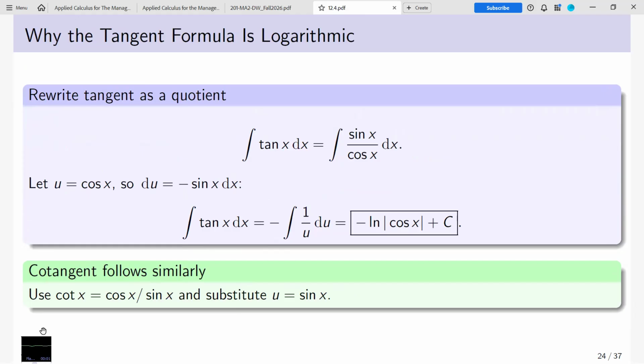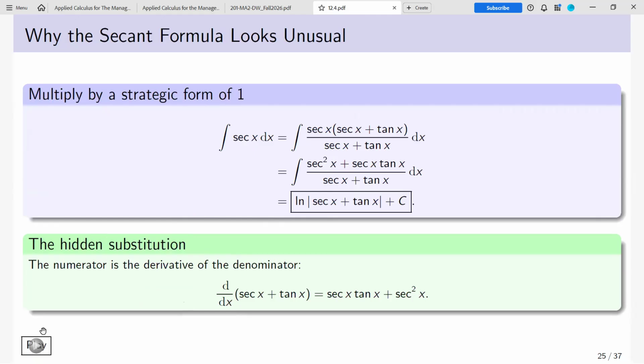Tangent becomes sine divided by cosine, and the numerator is the negative derivative of the denominator. The logarithm appears because the transformed integral is 1 over u. For secant, the extra factor secant plus tangent is chosen so that the numerator becomes the derivative of the denominator. It may look like a magic trick, but the derivative check reveals the method behind it.